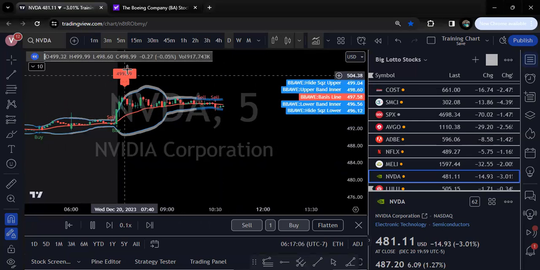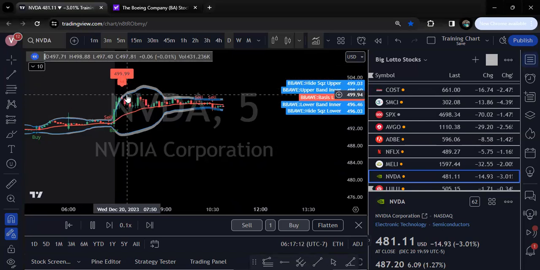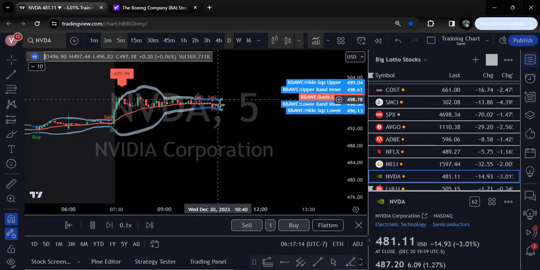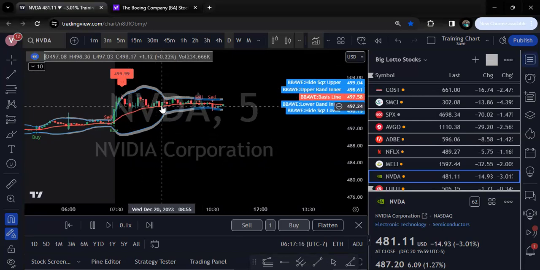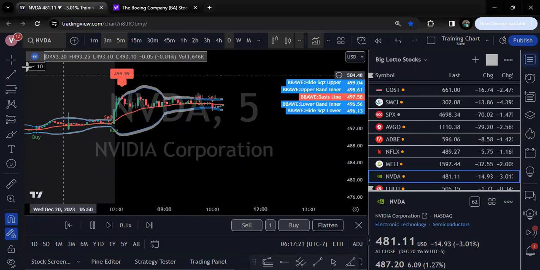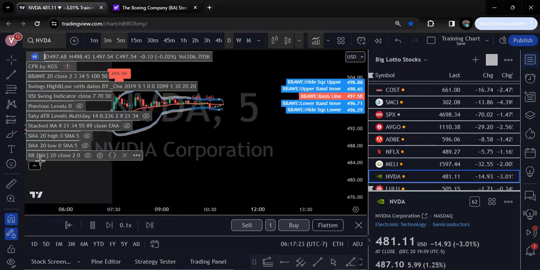So first of all, this one rejected 500. So this was a lower high. We know it has to retest, I don't know, 508 or 513. So this was a lower high. And then we got that confirmation telling you a squeeze. And then you have the CPR.